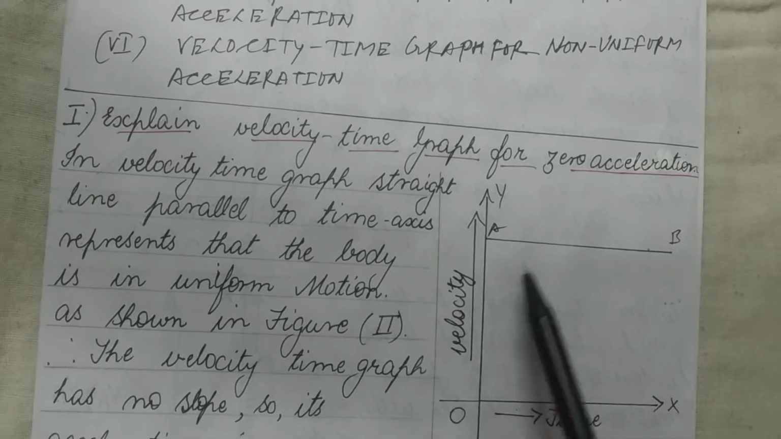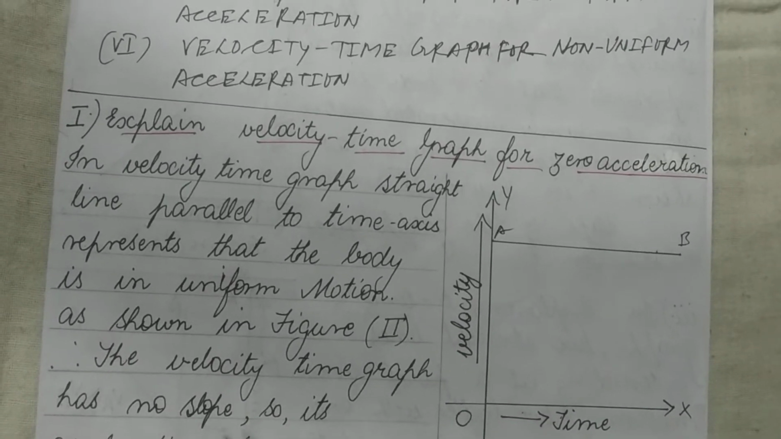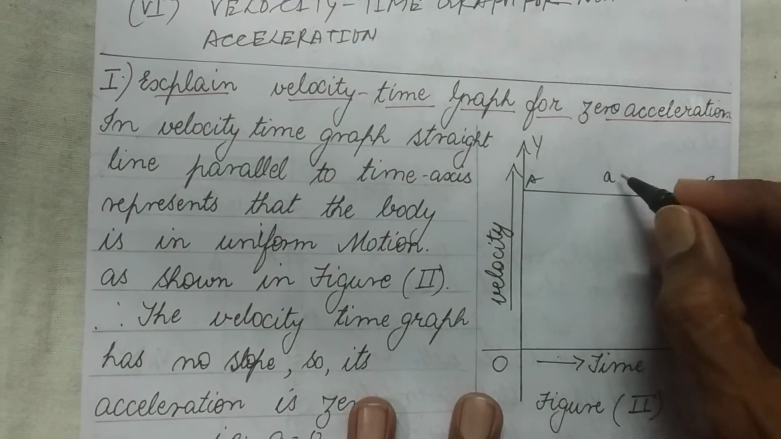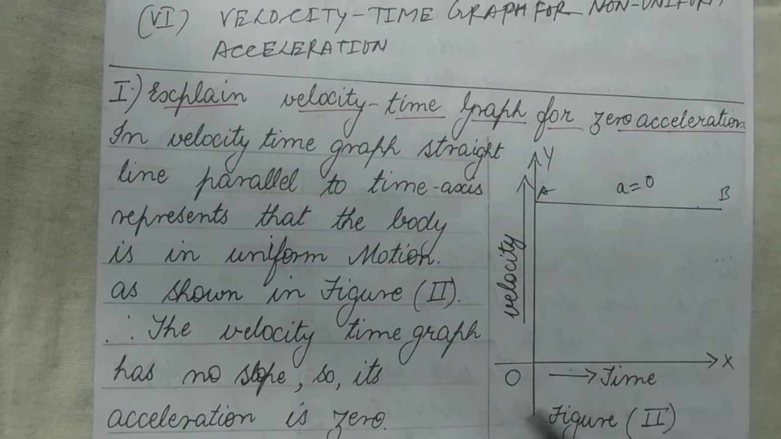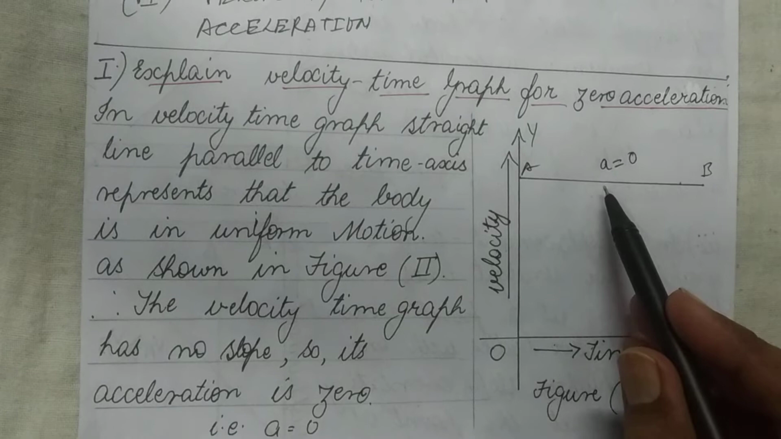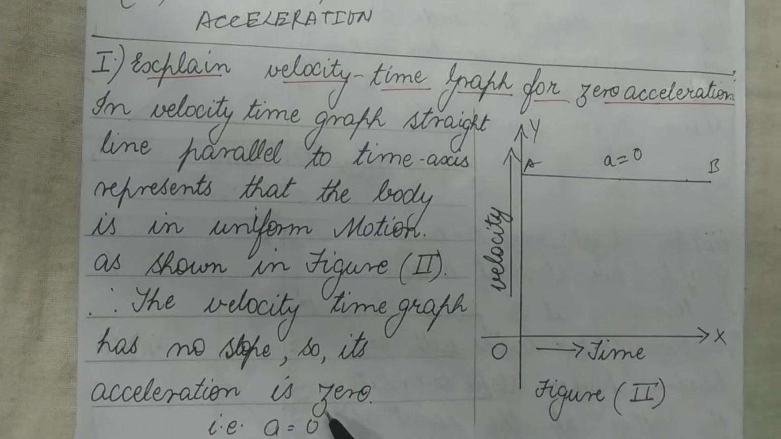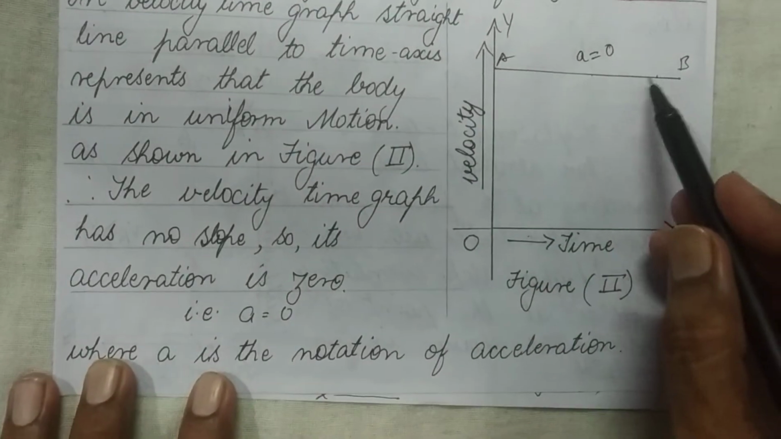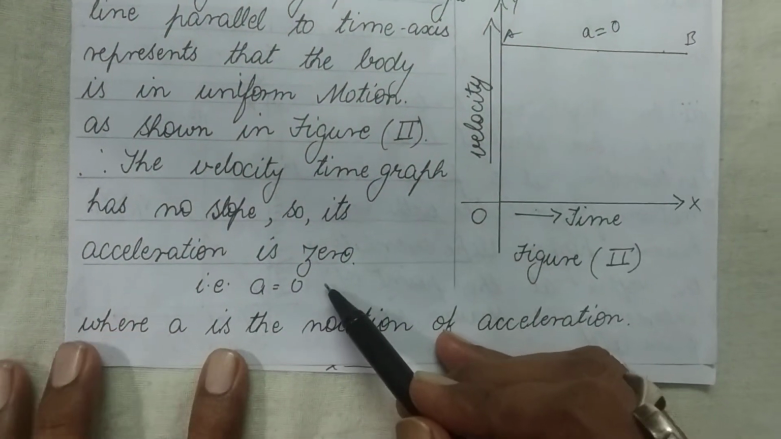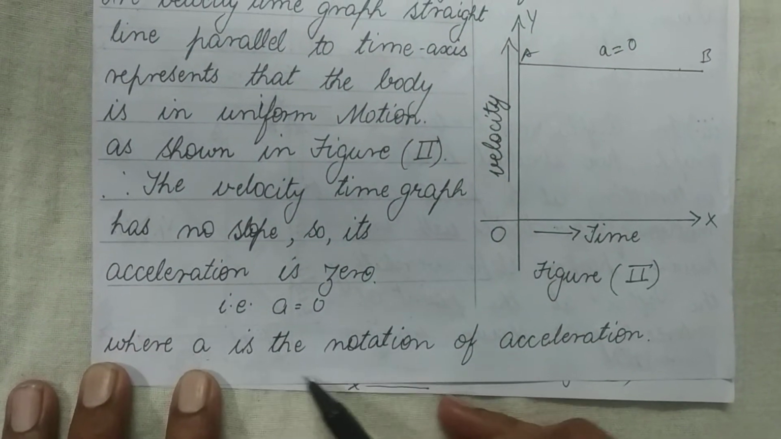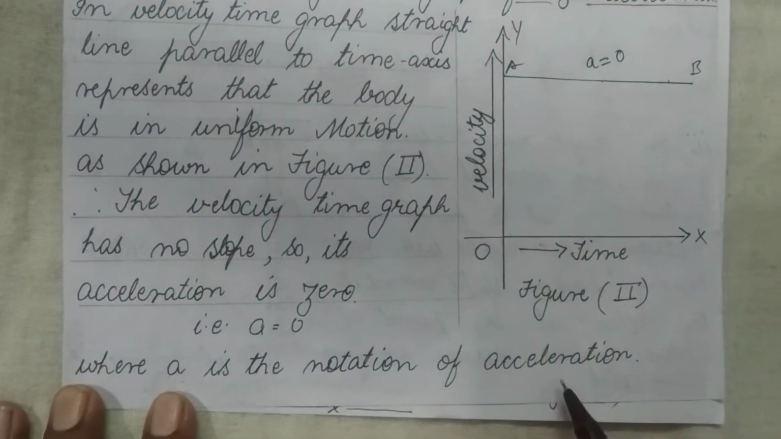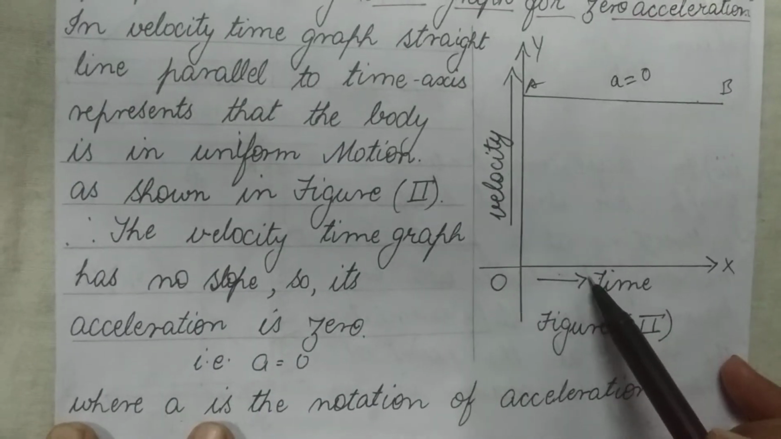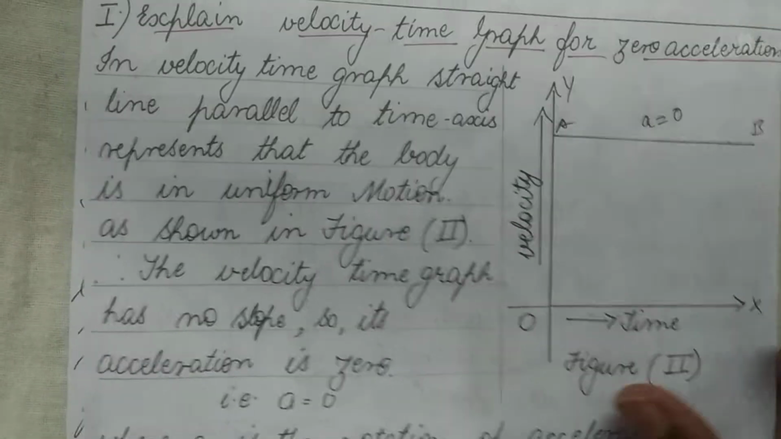So we can say what the acceleration is, because the velocity time graph explains the acceleration. The graph has no slope, so the acceleration is 0, where a is the notation for acceleration. So in a velocity time graph, if the graph is parallel to the time axis, the acceleration will be 0.